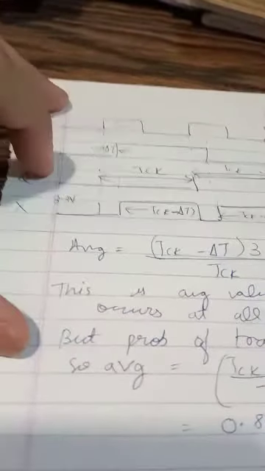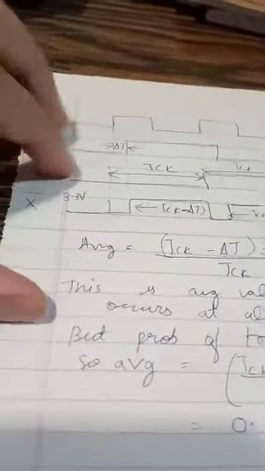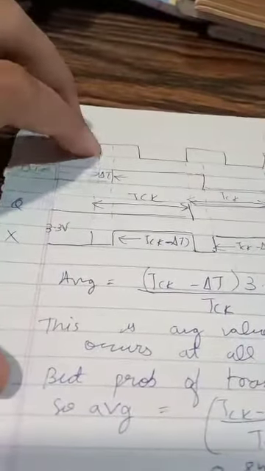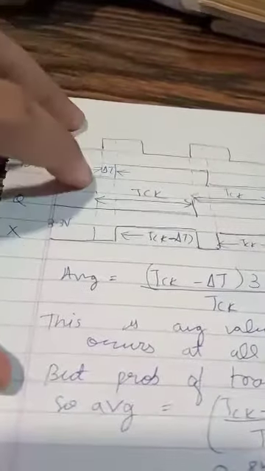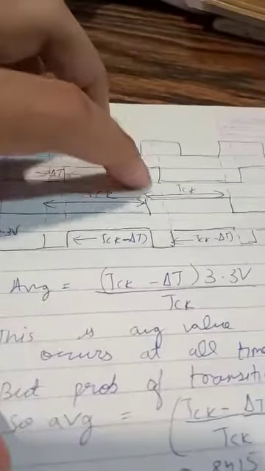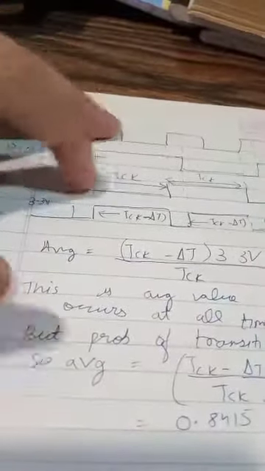Now the output of the D flip-flop will be this Q. On this clock edge, the D input is 0, so the output is 0. On this clock edge, the D input is 1, so the output is 1. So the time period of this Q is also tck.